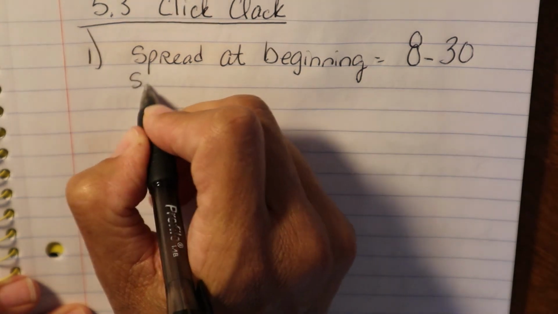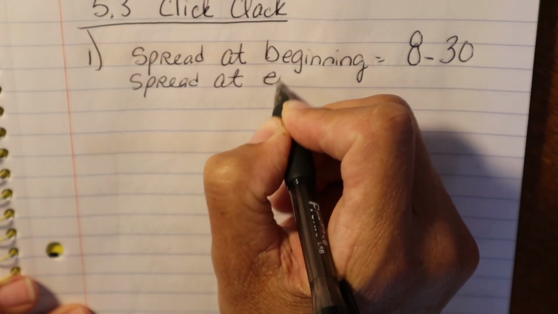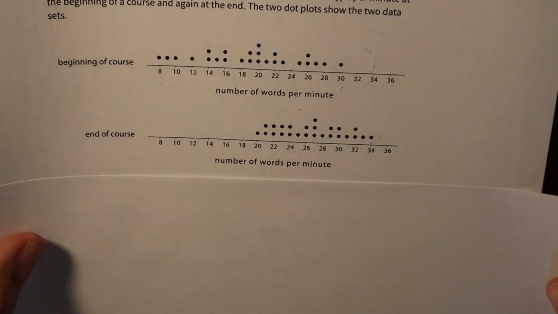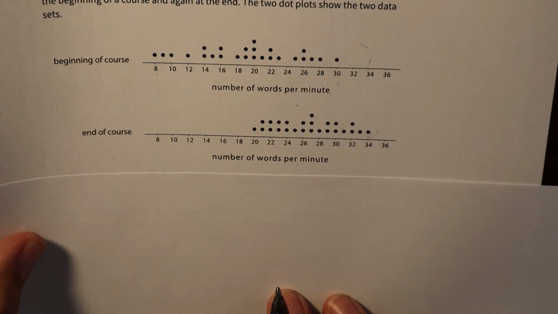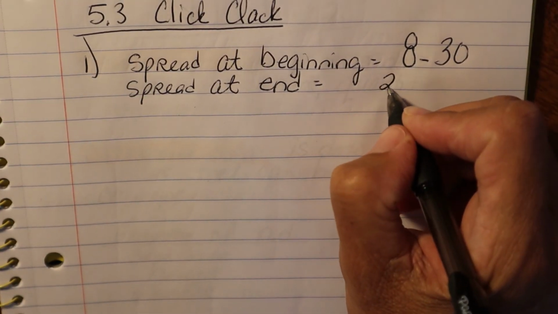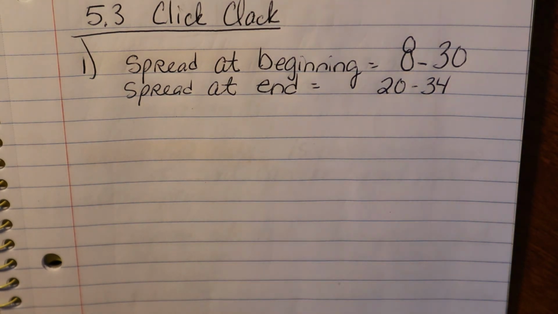Now let's look at the spread at the end of the course. I'll put the dot plot back up for you so you can see it. Now go ahead and figure out what the spread is at the end of the course. Hopefully you got 20 to 34. 20 through 34. And that's going to give you the spread at the end of the data.